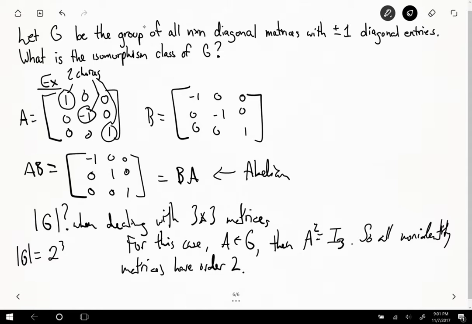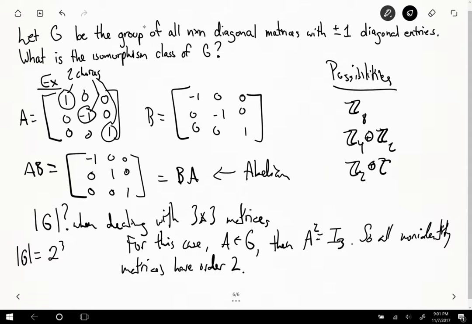Well, let's think about that a little bit more. We have an abelian group that has order 8, right? So the possibilities would be, in this case, Z8, Z4 direct product with Z2, or the direct product of Z2 with itself 3 times. Oops, that's a 2. Okay, but everything in here has order 2.